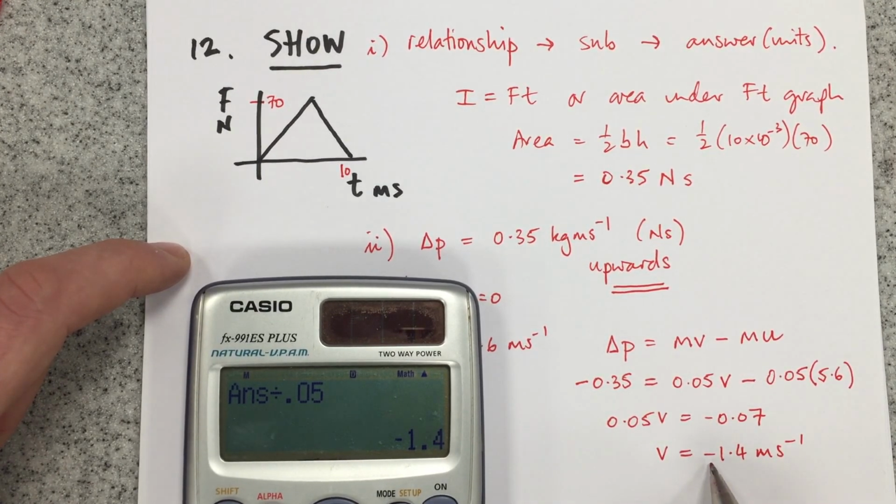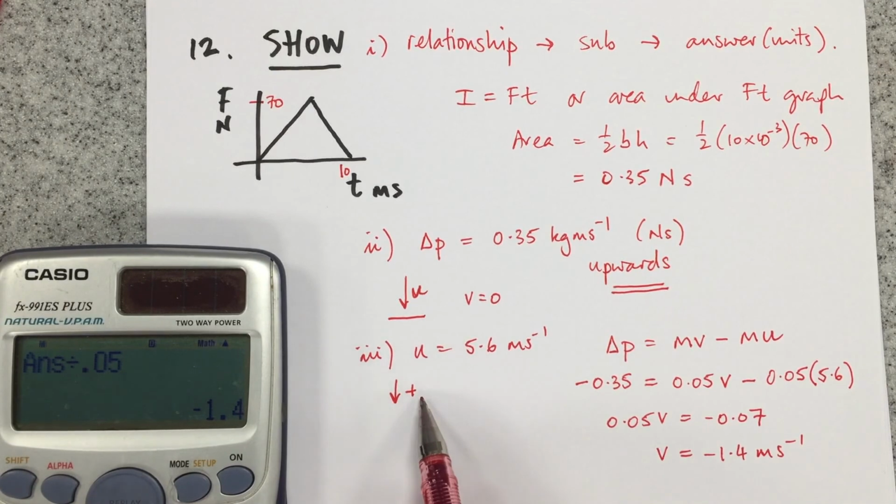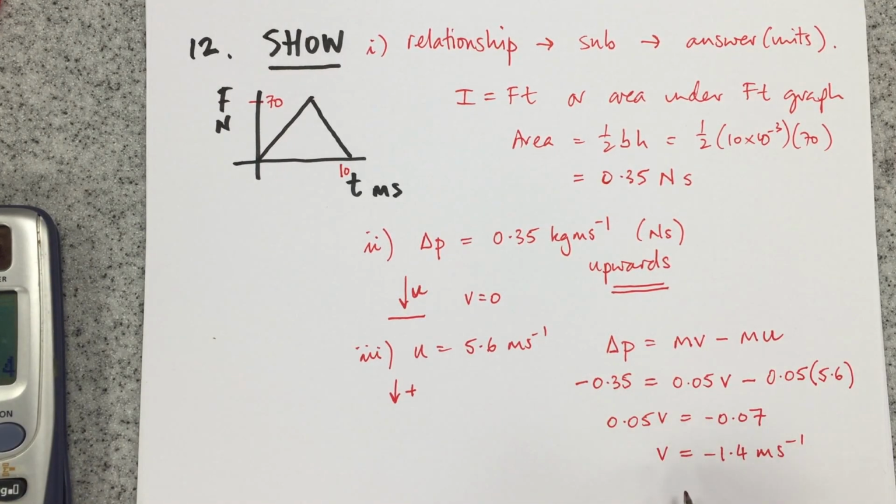That is enough because the direction is shown. Negative means that the final velocity must be upwards because I chose down as positive. And that is crucial. And that's what makes this question particularly difficult. The direction must be considered.